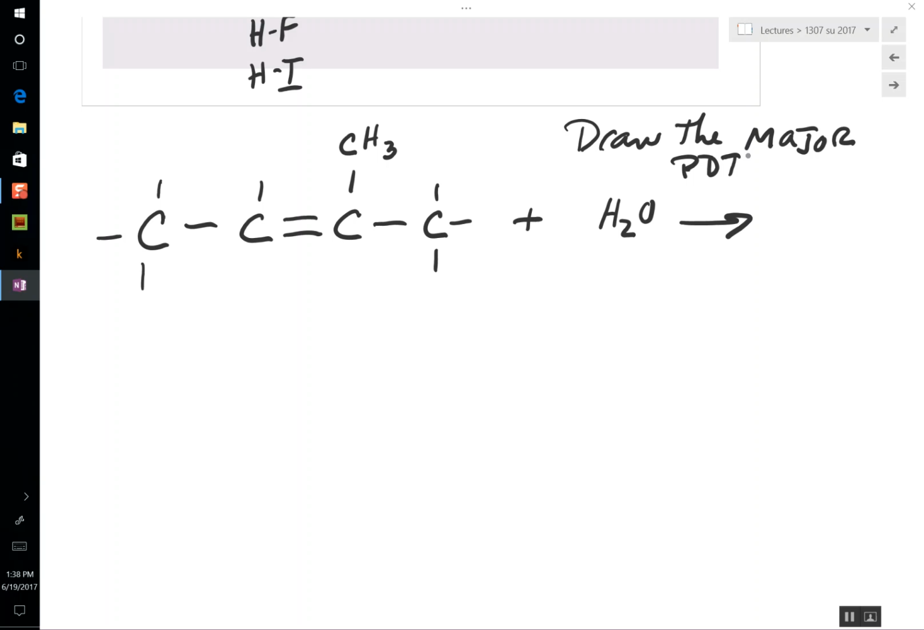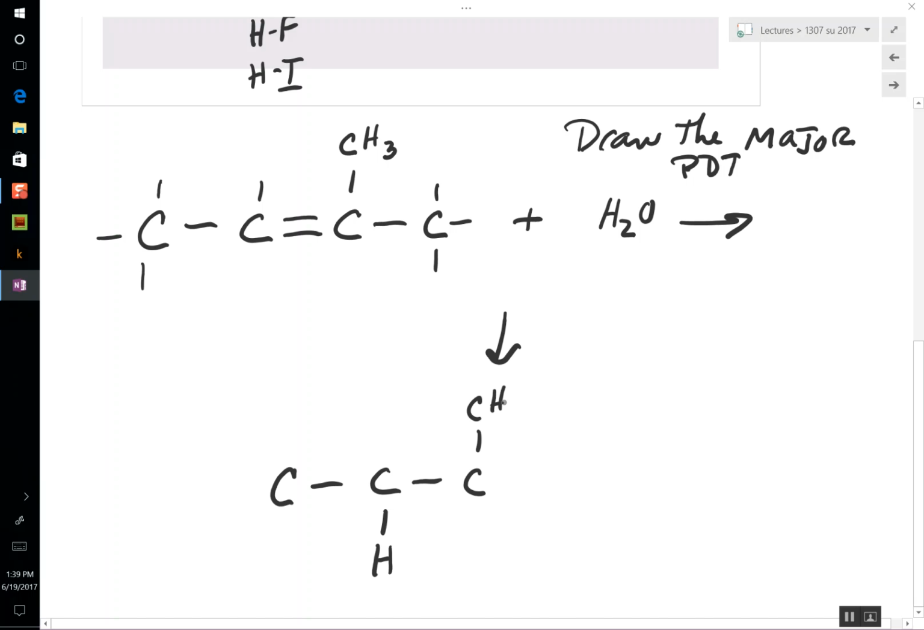This one. Right. Why? That's got a hydrogen. That carbon has no hydrogens on it. One, two, three, four bonds, all carbons. So the major product is going to be where the hydrogen goes there and the OH goes there. All right? That's what we would predict based on what Markovnikov's rule has to say.